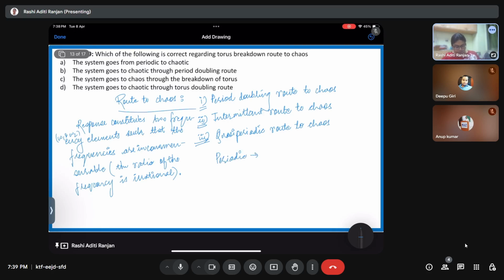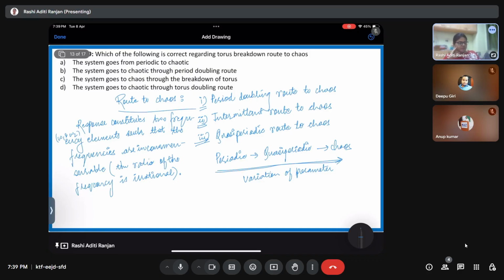Then we had quasi-periodic, and this led to chaos. And this is with variation of parameter. Okay, I hope this is clear.